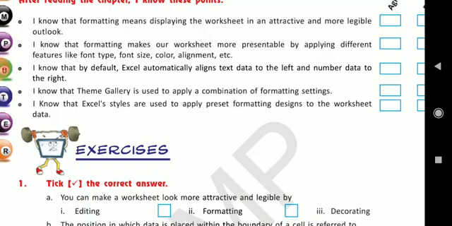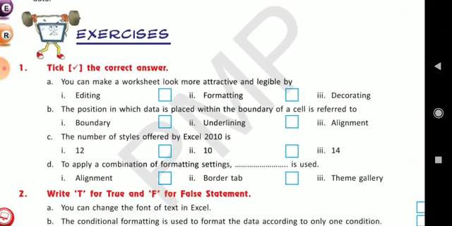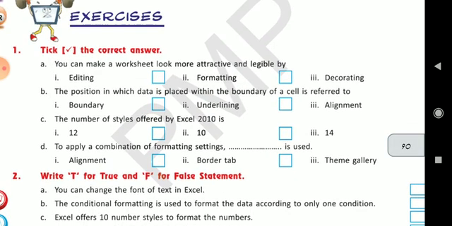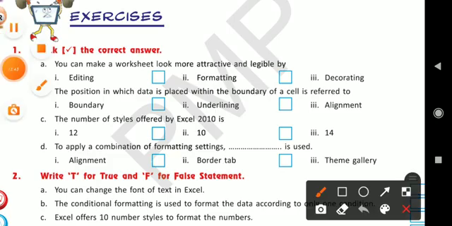Now, take the correct answer. You can make a worksheet look more attractive and legible by how can you make? Just while starting the chapter, we have read a line that formatting makes your worksheet look more attractive and legible. So the answer is formatting.